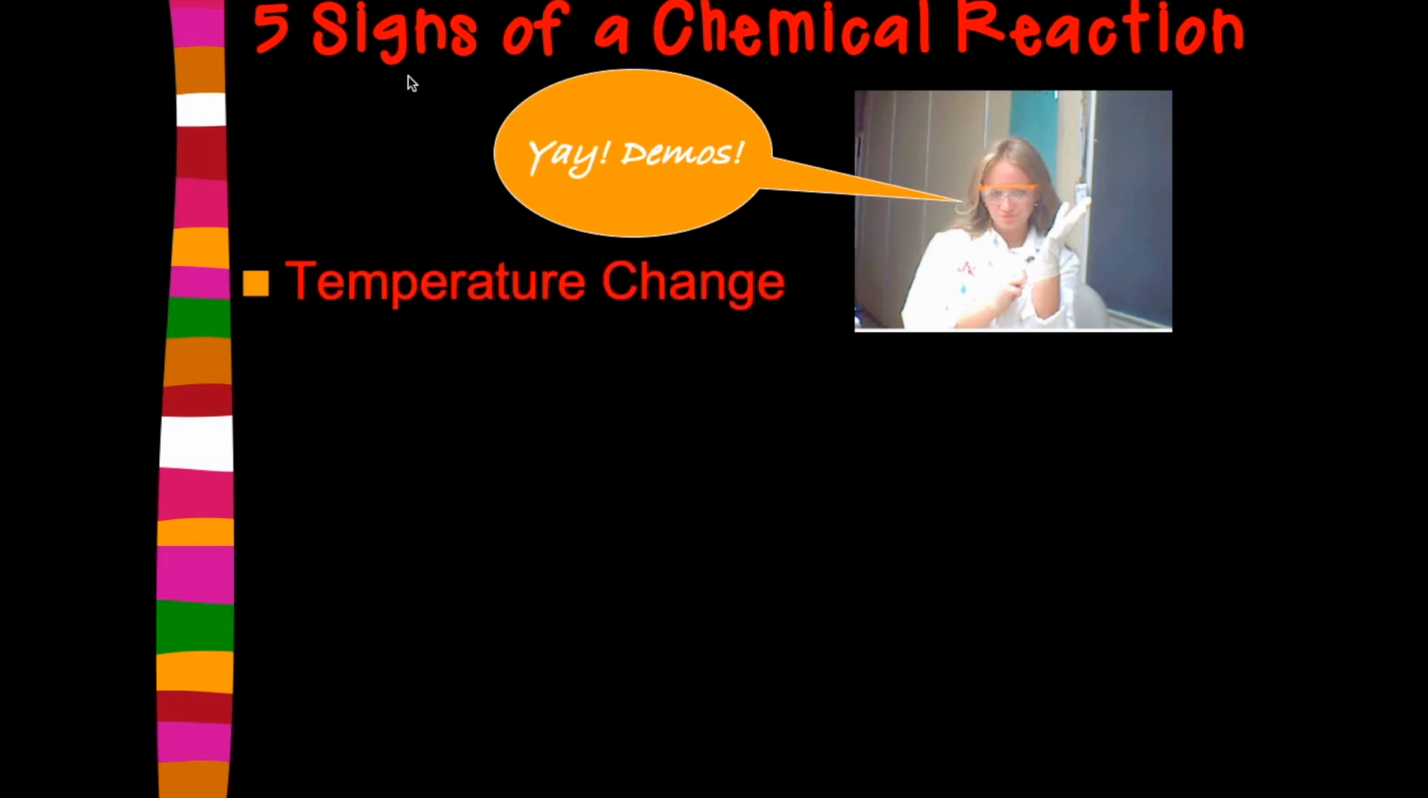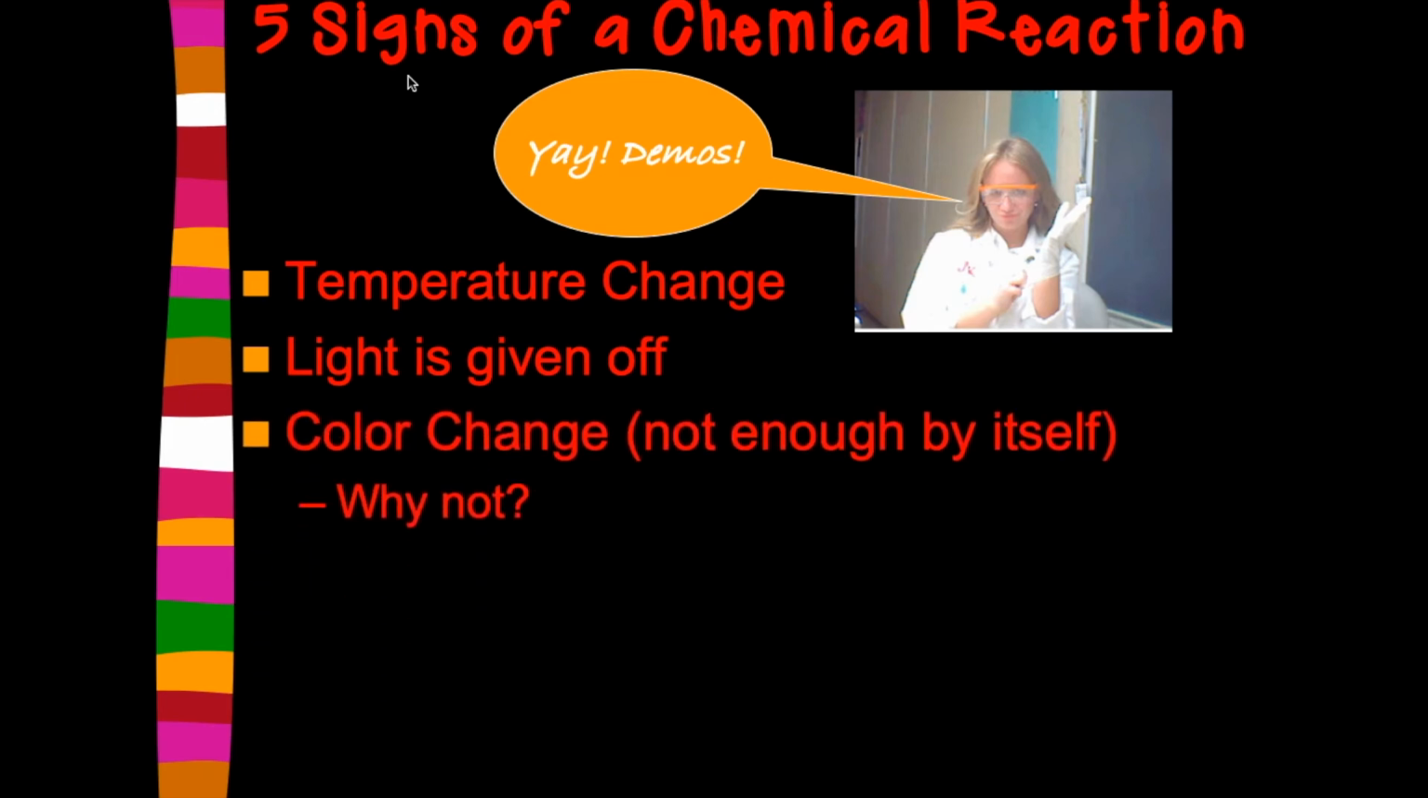The first one was temperature change. And remember, it happened on its own. I didn't add any heat. I just mixed chemicals together and they started to change their temperature. Light given off. So again, this is when the chemicals themselves are releasing energy in the form of light and you see it glow. Color change, though we usually say color change is not enough by itself.